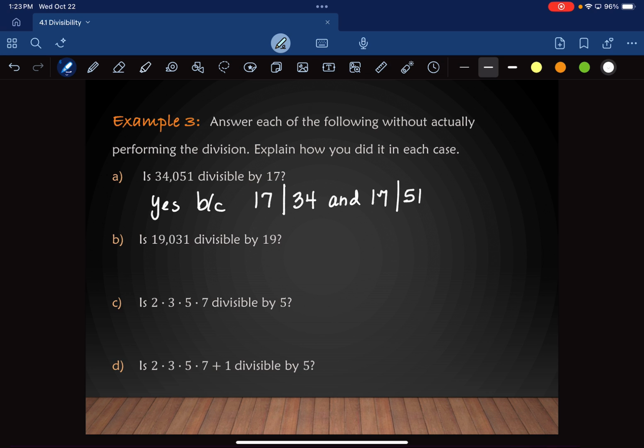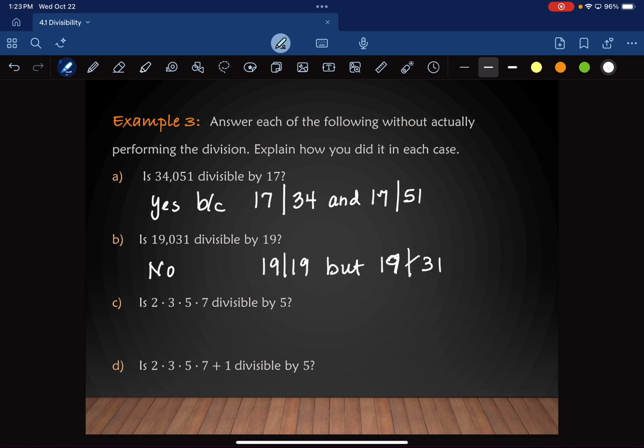It is no. Kira, are you guessing or do you know why? What are you thinking? 19 times 1 is 19, so that part at the beginning is correct. But 19 times 2 is not going to be. Yeah, 19 does not divide 31.